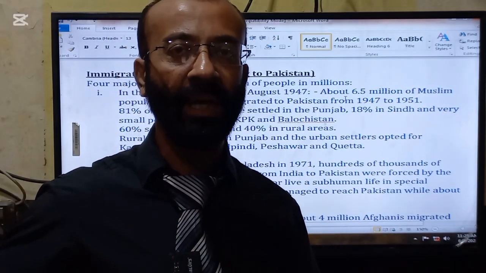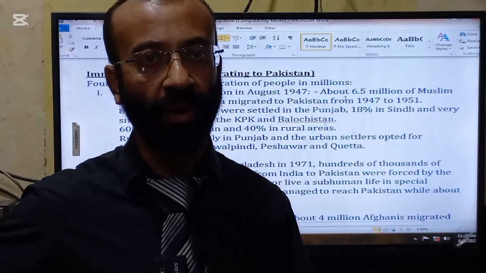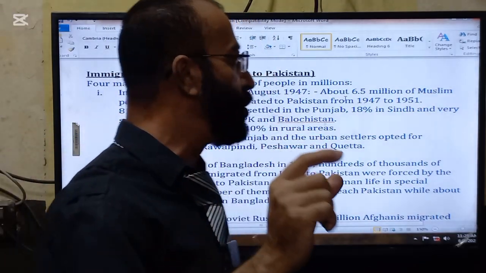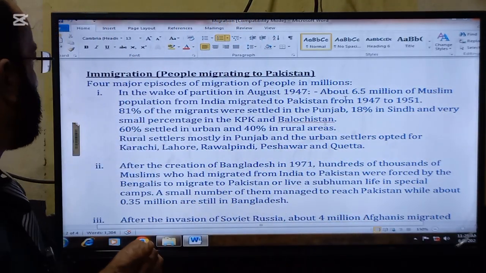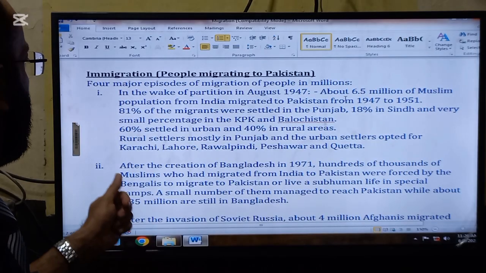And Balochistan and KPK are somewhat far. So a small proportion of the immigrants settled there. So this was the reason.